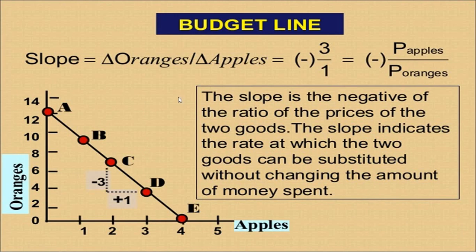Now what is the slope of the budget line? See here that within the budget, if a consumer wants to buy one more apple, he has to sacrifice 3 oranges. So what is the slope? Delta oranges by delta apples, that means minus 3 by 1. This is the slope. The slope is the negative of the ratio of the prices of the two goods. The slope indicates the rate at which the two goods can be substituted without changing the amount of money spent.